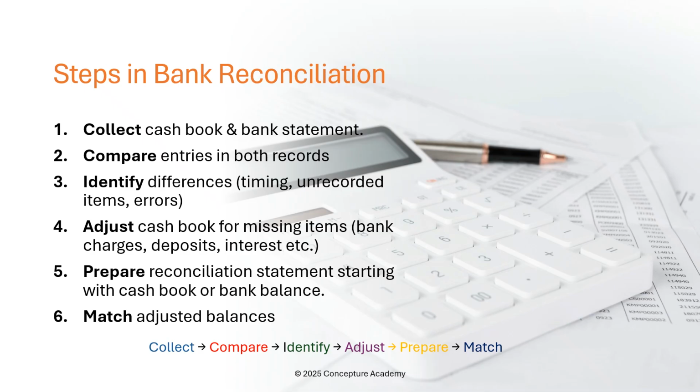Step 5 is to prepare the reconciliation statement. We can start either from the cash book balance or from the bank statement balance and adjust step by step. The last step is to match adjusted balances. Finally, we arrive at the adjusted balance. At this point, the cash book and the bank statement should show the same figure, and that means our reconciliation is complete. So the steps are collect, compare, identify, adjust, prepare, and match.